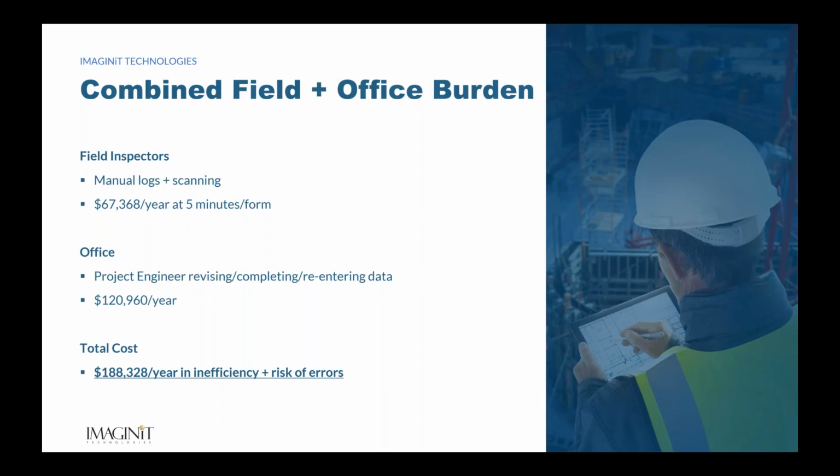So on the field side, we've got, again, our inspectors spending time every day manually filling out logs, scanning and uploading them at the end of the month. That work alone is going to cost the organization around $67,000 a year. We look on the office side, we've got project engineers and managers. Those folks are forced to step in to clean up those forms. They're filling in those missing details, as we mentioned, manually entering costs and trying to reconcile any information gaps that we have. And that burden is going to add up to another around 121 grand per year. So when we combine those two pieces, that total annual cost of disconnection is more than $188,000 per year.